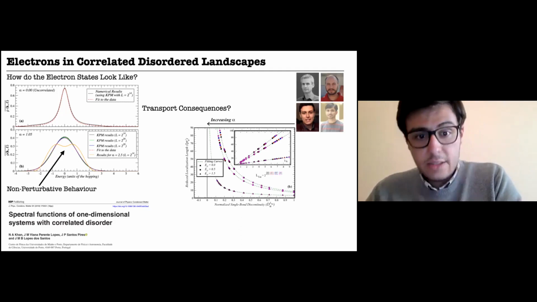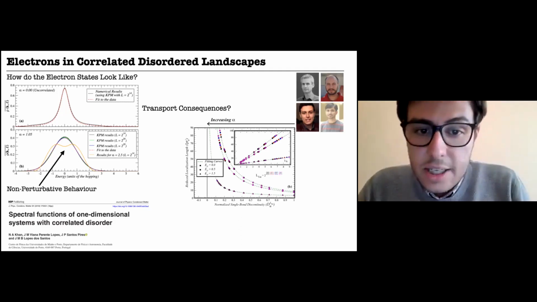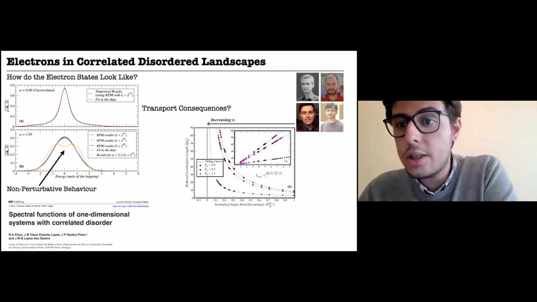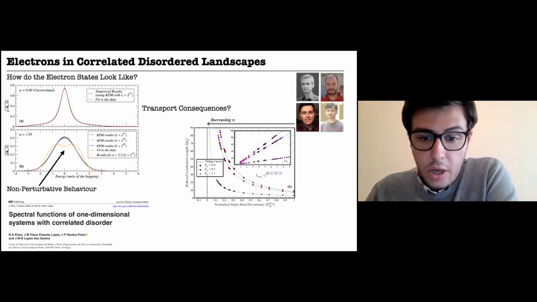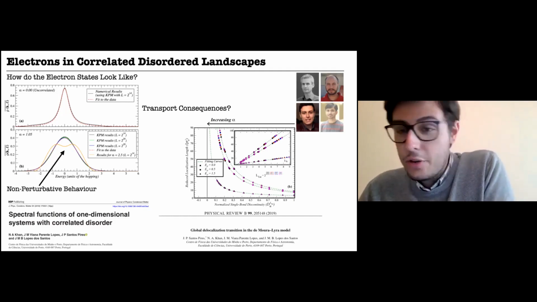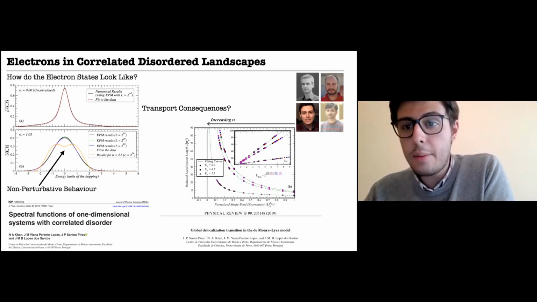And after that, we analyzed what consequences this kind of correlated disorder has on transport properties of the system. And one thing that we obtained was that there was actually a phase transition happening, a trivial one actually, as a function of a parameter for the correlator of this disorder.